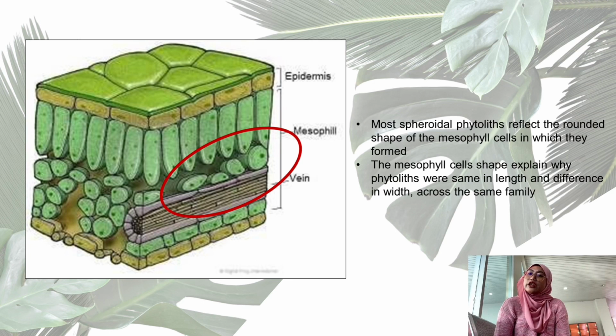Most spheroidal phytoliths reflect the rounded shape of mesophyll cells in which they are formed. Plant cells have different structures, some with smooth walls and others with textured or patterned walls. So when silica is deposited within these cells to form phytoliths, the resulting surface reflects the original cell wall structure.